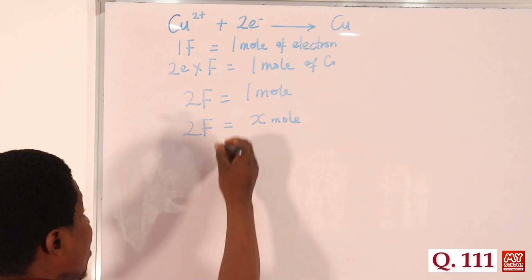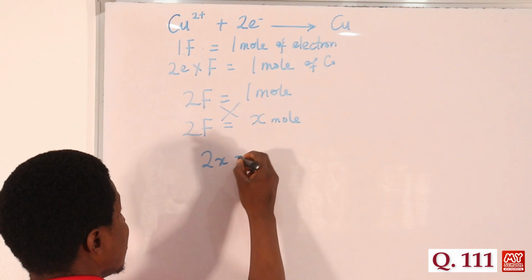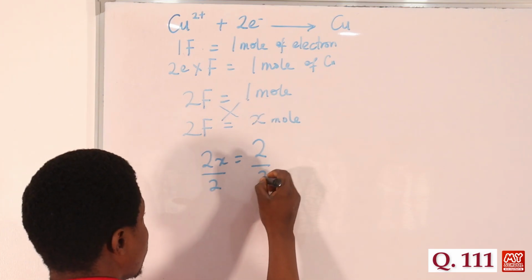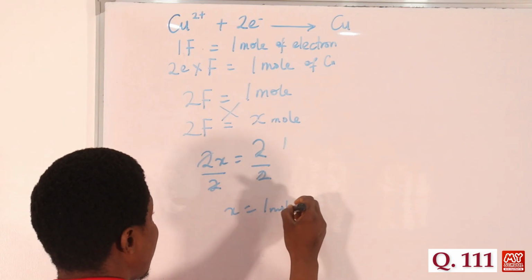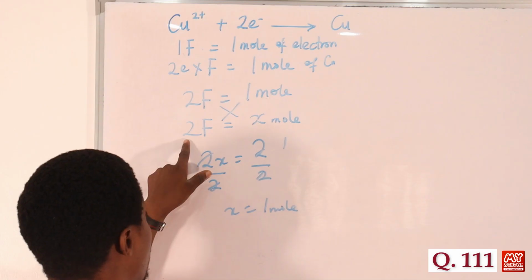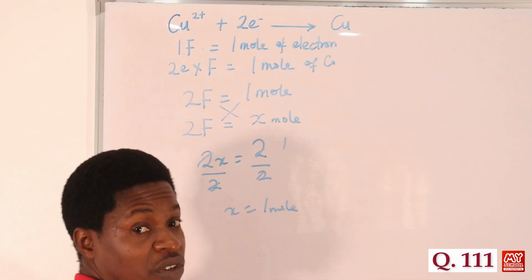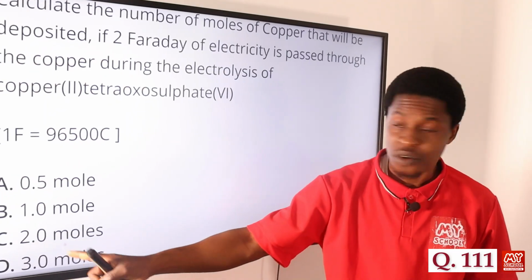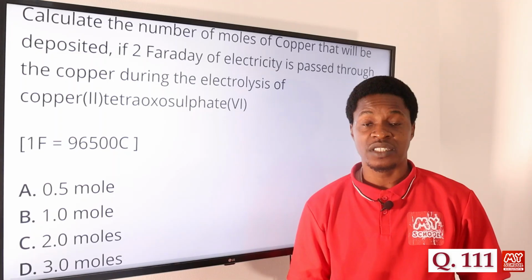But you can still do your calculation. If you cross multiply, we have 2 times X, 2X is equal to 2 times 1, that is 2. So you divide both sides by 2, of course we have 1. Which means X is equal to 1. So the number of moles deposited when 2 Faraday of electricity is passed is actually 1 mole. Okay, so let's go back to the screen. We have option A says 0.5 mole, option B 1.0 mole, 2.0 mole, and 3.0. So the correct answer is option B, 1.0 mole.